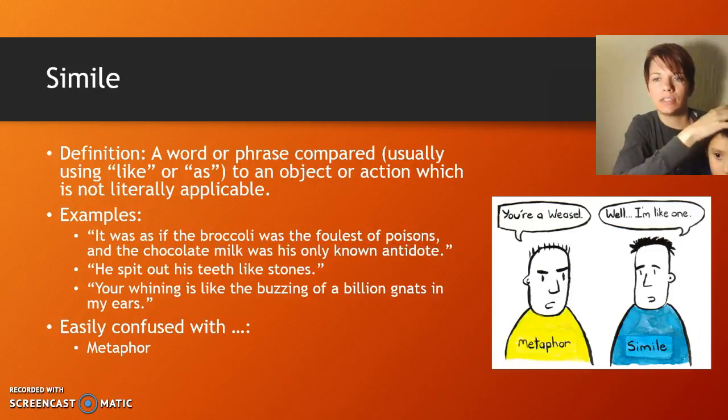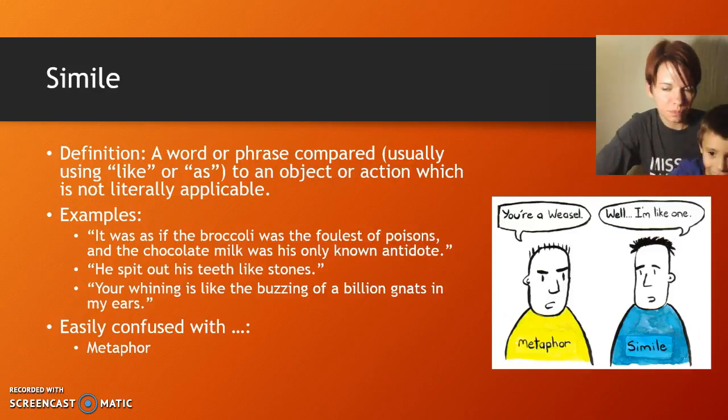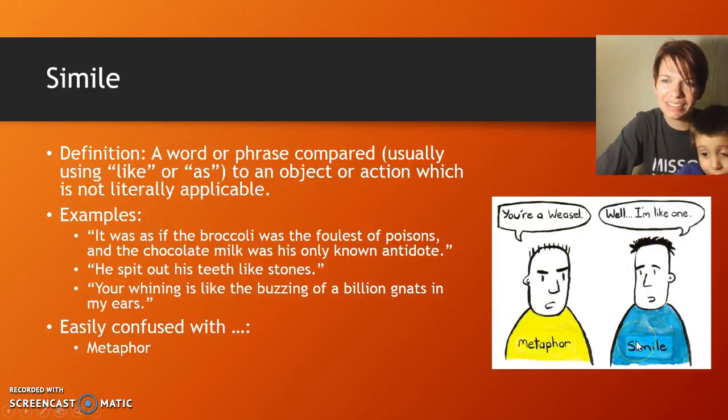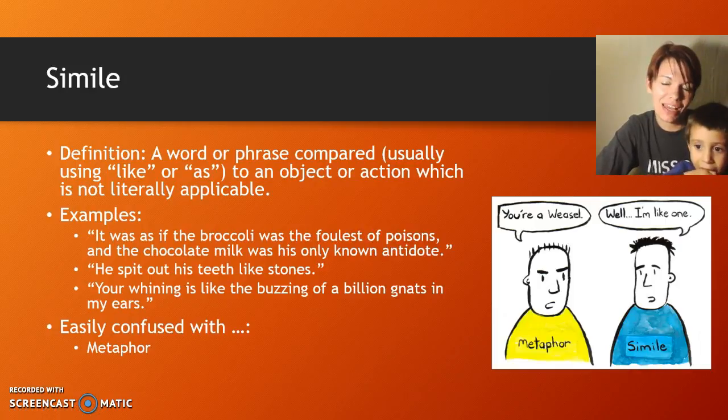So that is the difference between simile and metaphor. This picture over here should also help. Metaphor is this guy, right? He says, you're a weasel. So he's saying, you are a weasel. That's a metaphor. But then he says, well, I'm like one. So if I'm a simile, I should say, I'm like a weasel. Then I'm a simile. So those can get easily mixed up. So don't mix those up.